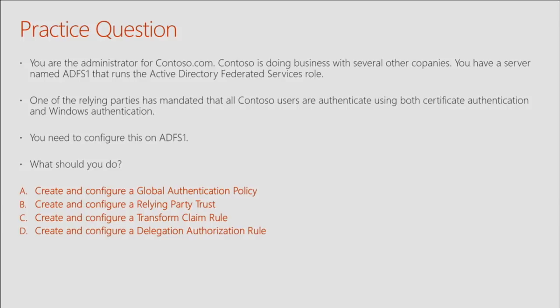Right, I heard C and I heard global authentication. I'll give you the clue here. One of the relying parties has mandated that all Contoso users are authenticated using both certificate authentication and Windows authentication. The key here is that it asks for all authenticated users, and the only option that gives us that ability is the global authentication policy. So that would be it.